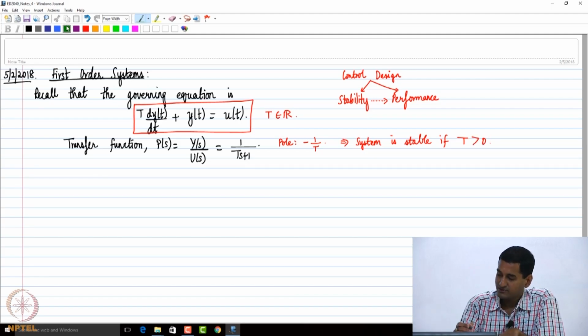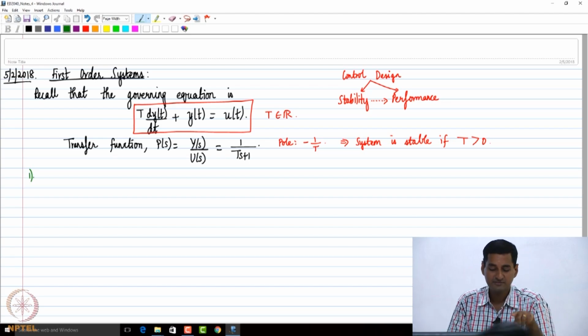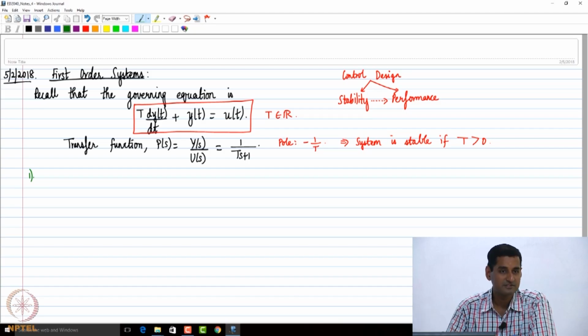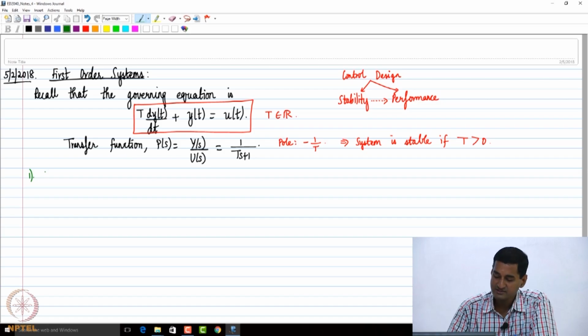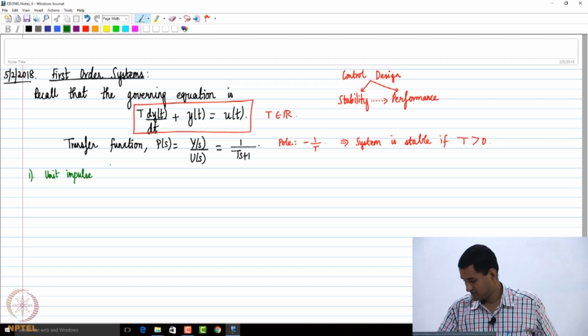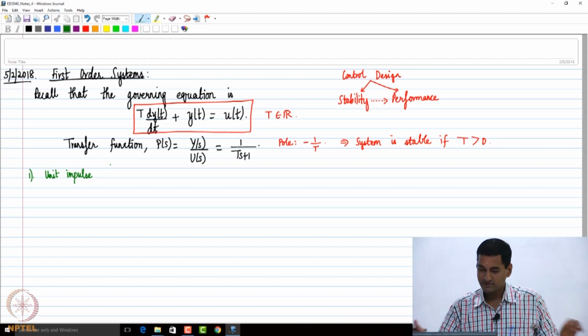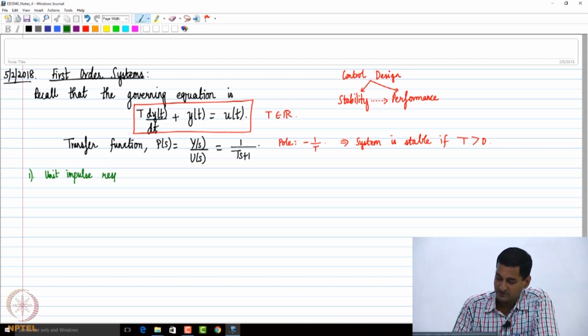Now, where we stopped last class, what I asked you to do was to derive expressions for the unit step response, unit ramp response, and unit impulse response for this class of systems, right? So let's continue from there. Let me start with the unit impulse response to begin with. The unit impulse response means u(t) is the unit impulse input.